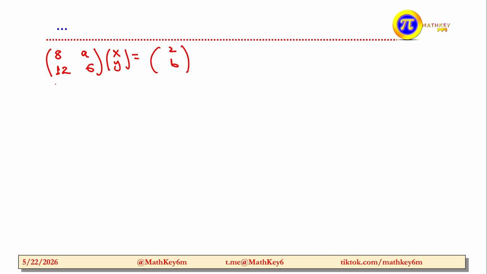So this is the coefficient matrix. We can apply Cramer's rule. What have we said? In case of Cramer's rule, this is the coefficient matrix, that means let D be the determinant of the coefficient matrix, which is equal to 8a, 12, with 6. We can express such forms. This is equal to 48 minus 12a.